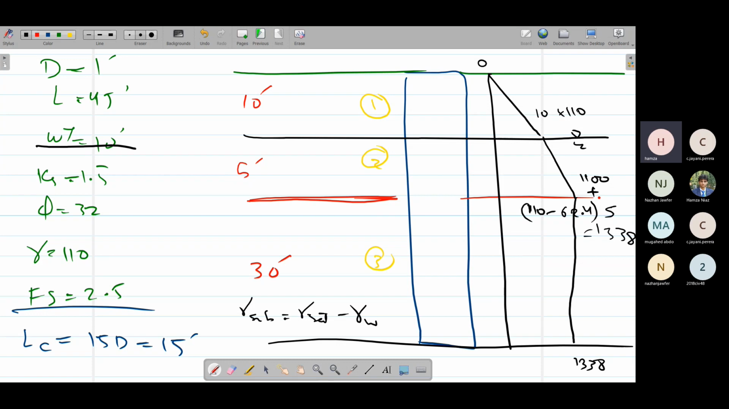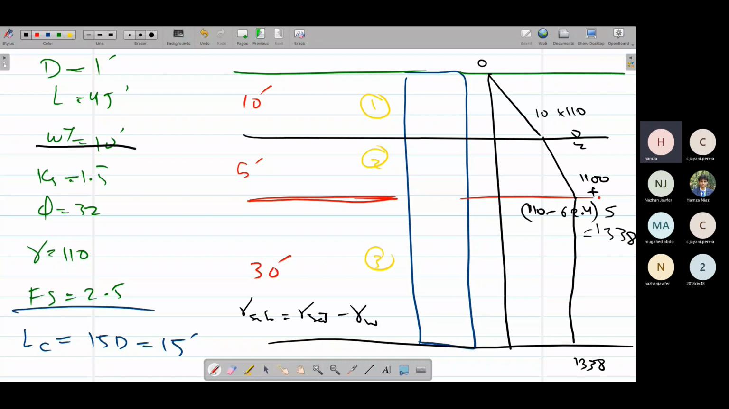After calculating this overburden, first step same, calculate QB. QB is P dash into NQ. We have 1338. NQ we are not given, so simply take the NQ as 32. NQ is 29. So simply we'll get QB value like this.